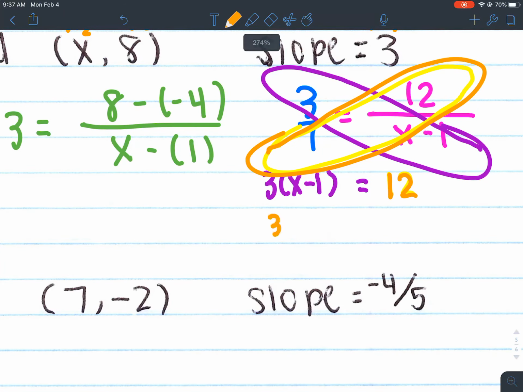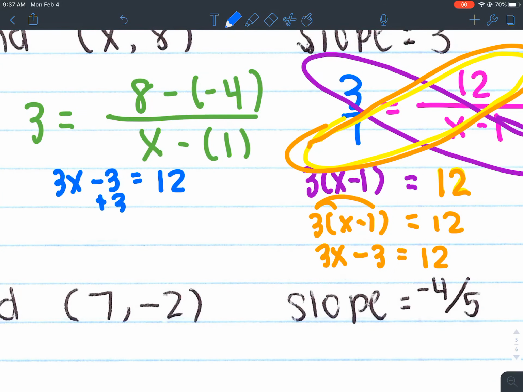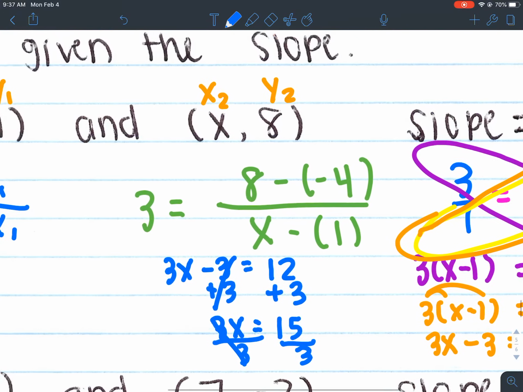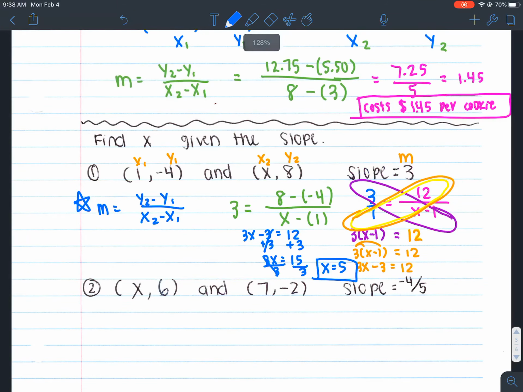And then you want to go ahead and start solving. So when I see 3 times x minus 1 equals 12, the first thing I want to do is distribute. So then I have 3 times x, which is 3x, and 3 times negative 1 is negative 3. Okay. I'm going to go ahead and move that over here because I did not give myself enough room for this. And then you're going to go ahead and solve for x. So I have to add 3 to both sides. And then divide by 3 to get x by itself. So then I have x equals 5. Okay? So I've found the value of x, which is 5.